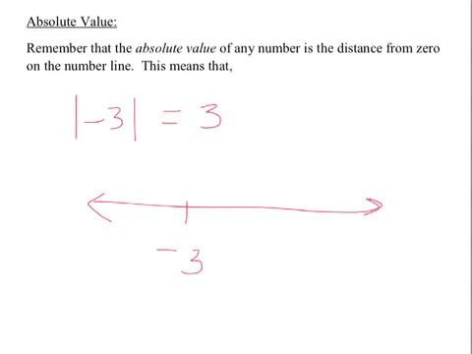Here's -3, here's 0. Well, what is this distance here? The distance is just 3. It's 3 units. Whether it's going to the left or right doesn't matter because it's the distance. So that's a distance of 3 units.